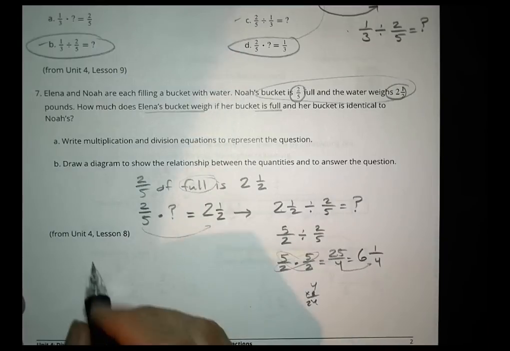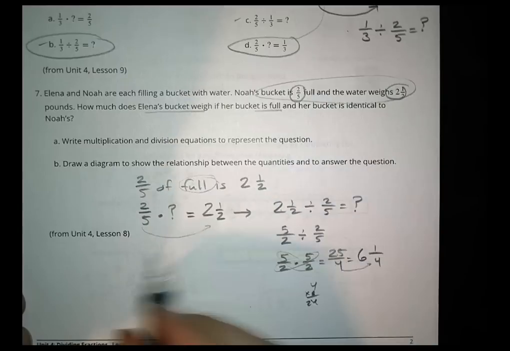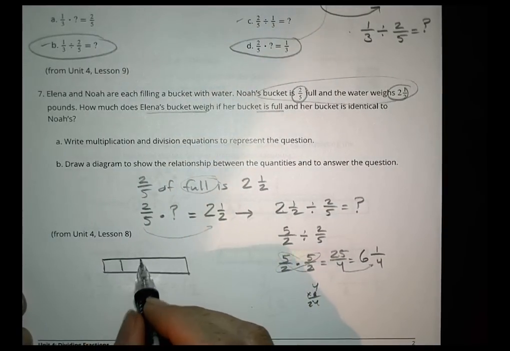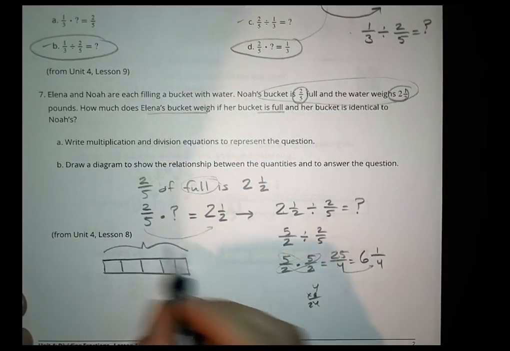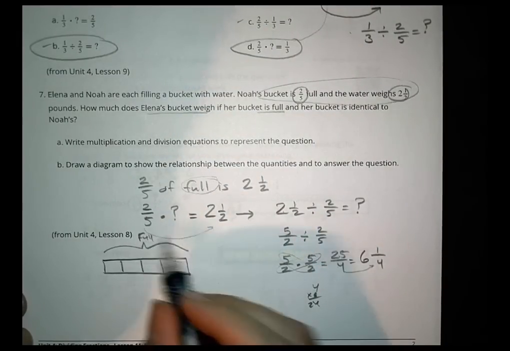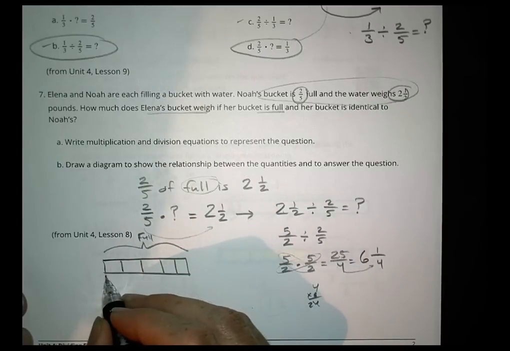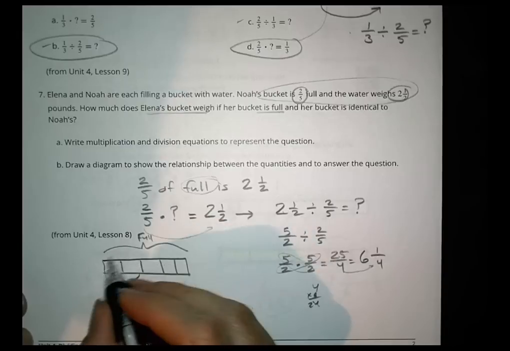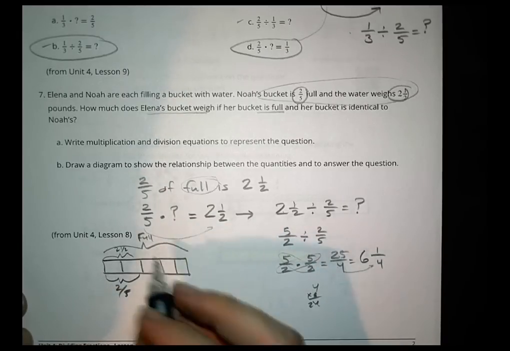So as a diagram, what can we show here? Okay. We know that we're looking at 2/5. So we take the whole bucket and we break it into fifths. Right? That's the whole bucket. We know that with 2/5 of this filled in, 2/5 there, we're at 2.5.